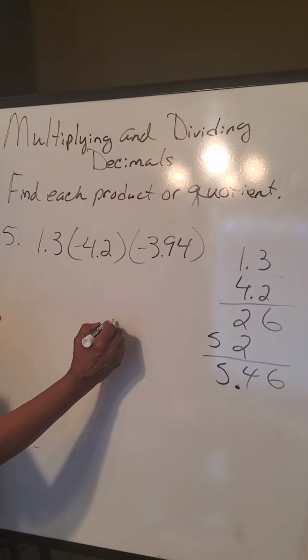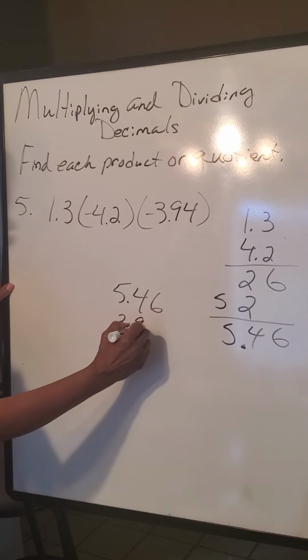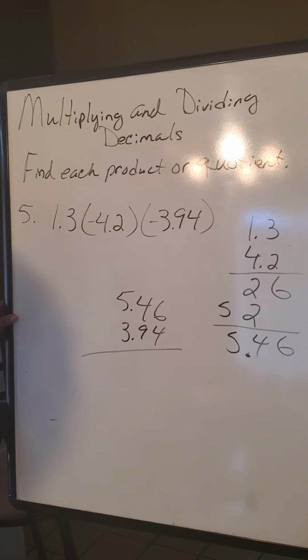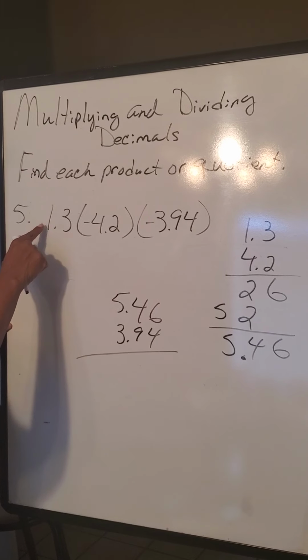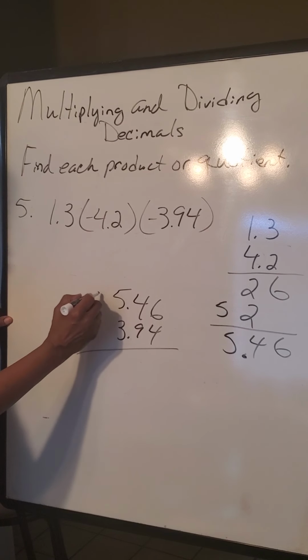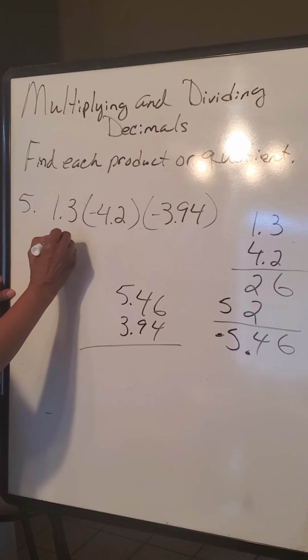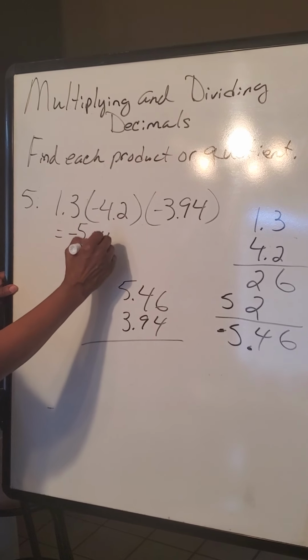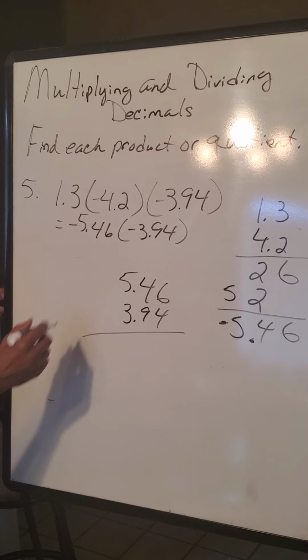Now I'll take the 5.46 and multiply it by the 3.94. As I multiply, this is a positive times a negative, so that means that's going to be negative, okay? All right, so that's a negative 5.46, and we're going to multiply it by the negative 3.94. So I won't forget the sign.